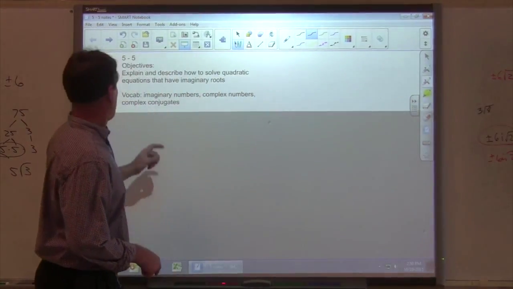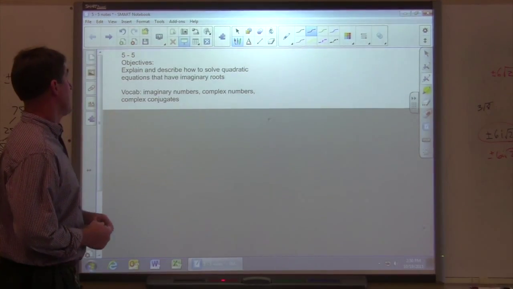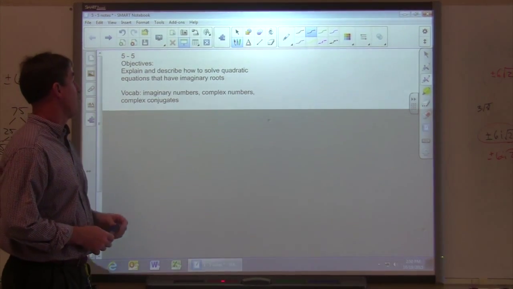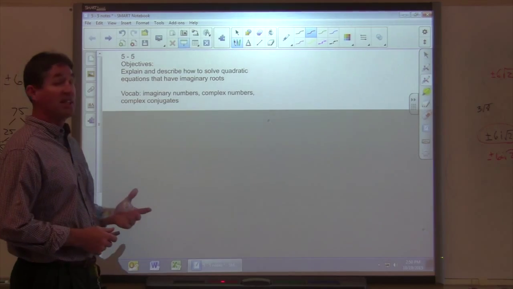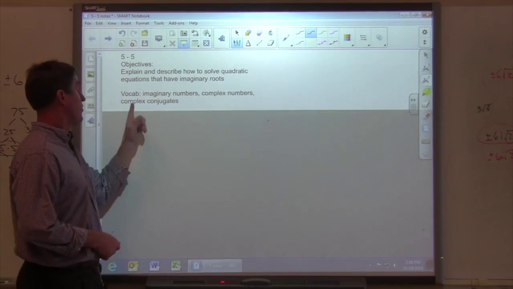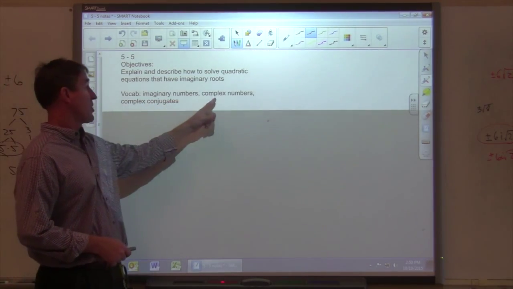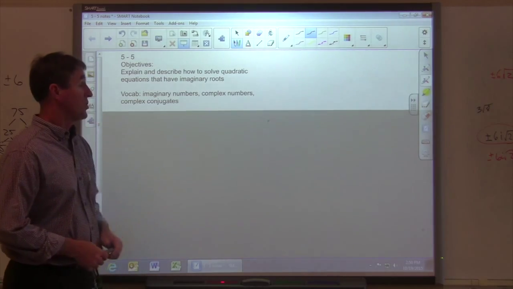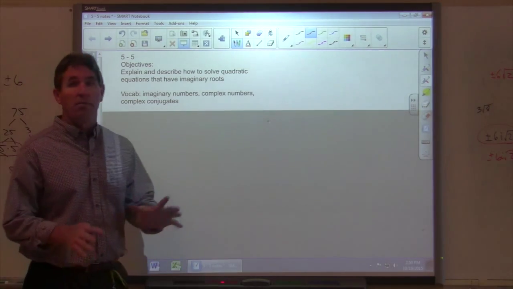Alright, today I'm going to be going over 5.5, and our objectives for today are to explain and describe how to solve quadratic equations that have imaginary roots. And so our new vocab is going to be imaginary numbers and complex conjugates. So an imaginary number.